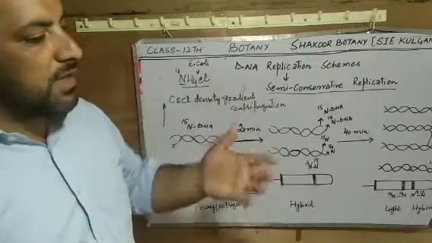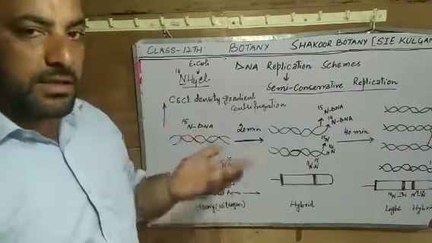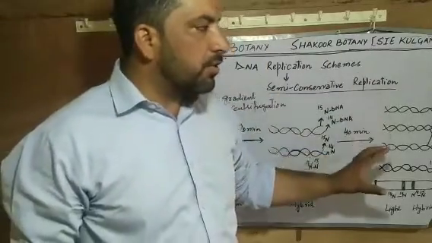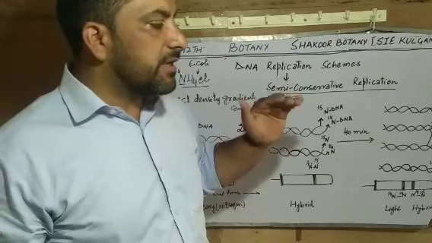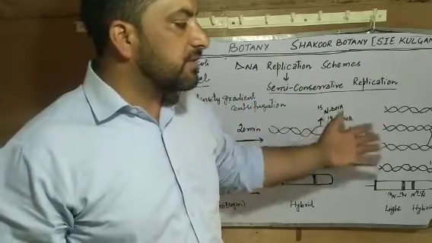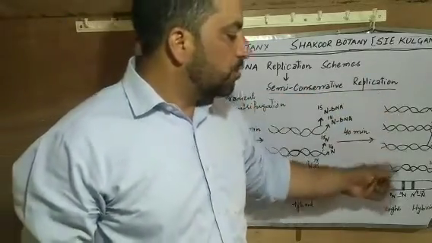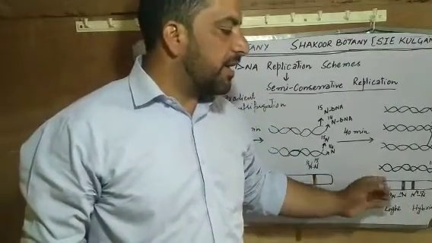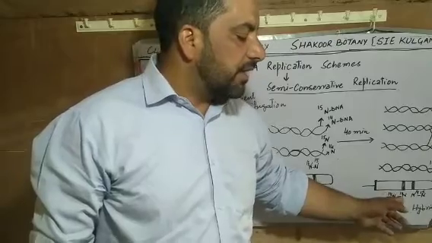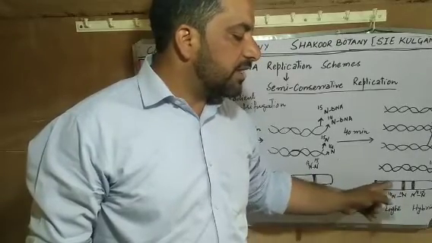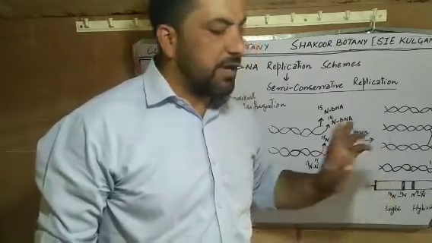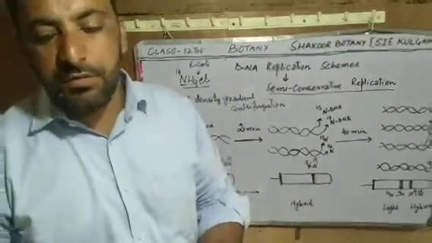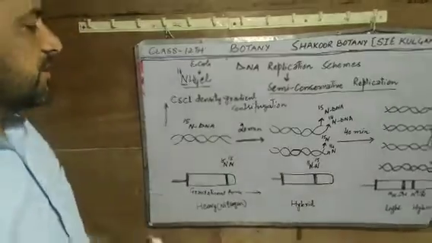Again, the E. coli was cultured for another generation on the same N14 ammonium chloride medium. We got 4 DNA molecules. Now, the extent of lighter DNA increases with the passage of time. We got 2 bands. One band is a hybrid band, intermediate band, and another band is a lighter band, where both the strands of the DNA are having N14 and N14. So this experiment clearly explains the semi-conservative mode of replication in case of DNA.